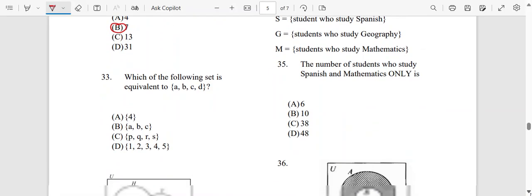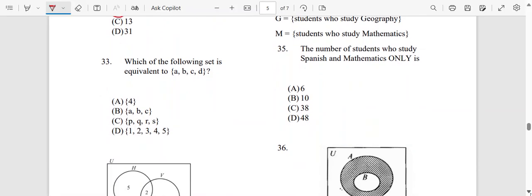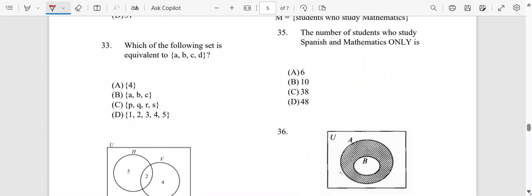Let's look at this one. Which of the following sets is equivalent? When we talk about equivalent sets, it doesn't have to be the exact same members in the set. It just needs to be the amount that is in the set. So we have 1, 2, 3, 4 members in the set. And when we look, we see this is the only one that has 4 members. So that's a given. C would have been our answer.